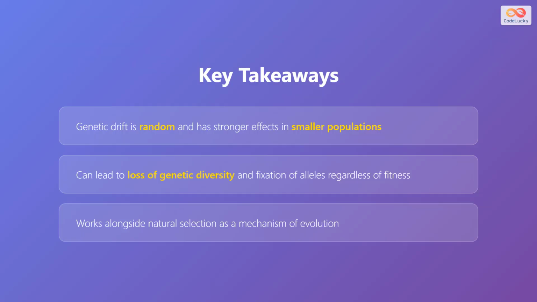Let's review the essential points about genetic drift. First, genetic drift is a random process that has much stronger effects in smaller populations compared to larger ones. Second, it can lead to the loss of genetic diversity and cause certain alleles to become fixed in a population, regardless of whether they provide any fitness advantage. Finally, remember that genetic drift works alongside natural selection as one of the key mechanisms driving evolutionary change. Together, these forces shape the genetic composition of populations over time.